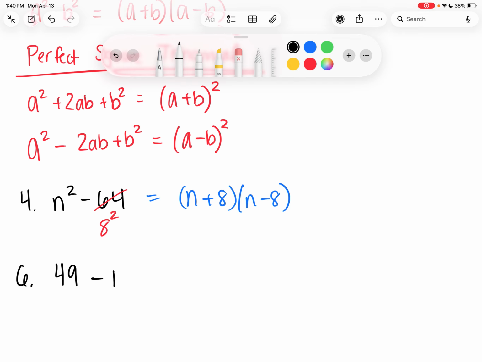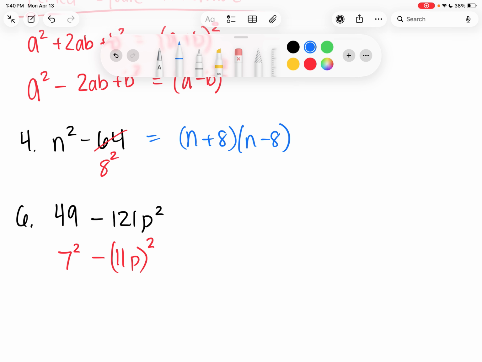Number 6, 49 minus 121p squared. That would be 7 squared. So I'm going to rewrite this just so we can see it. 7 squared minus, what squared is 121? 11. So 11p, and I'm going to square that so that we can see what the actual term is so we don't get confused. So now this factors into 7 plus 11p times 7 minus 11p.